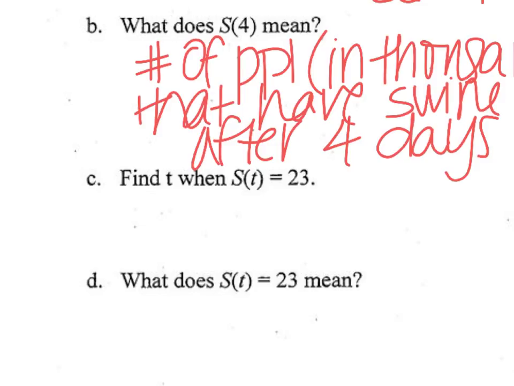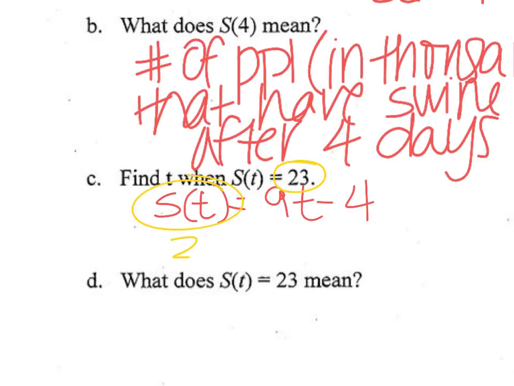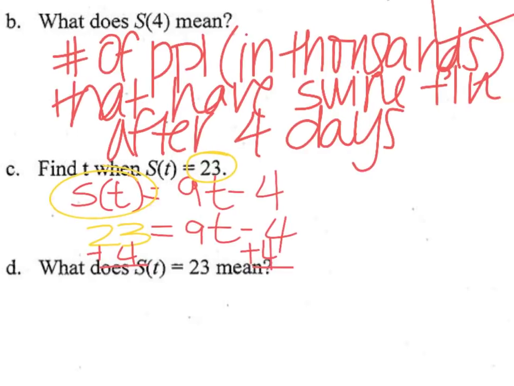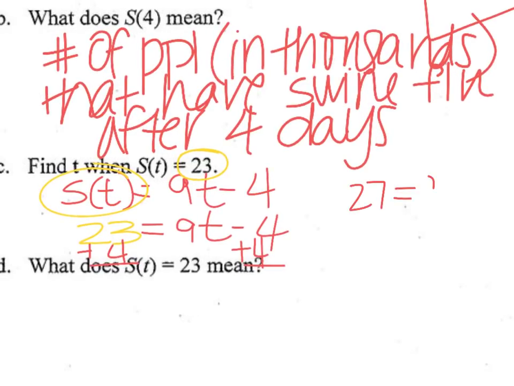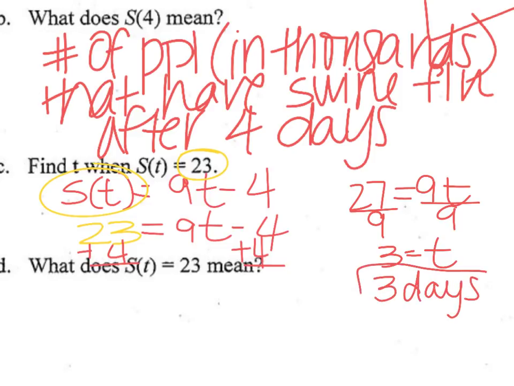So if our function is S of T equals 9T minus 4, what we want to do is substitute in 23 for S of T. So 23 equals 9T minus 4. And now we're just solving for T. So add 4 to both sides. We get that 27 equals 9T. Divide by 9. So T equals 3. So after 3 days, 23,000 people have swine flu in Porkopolis.